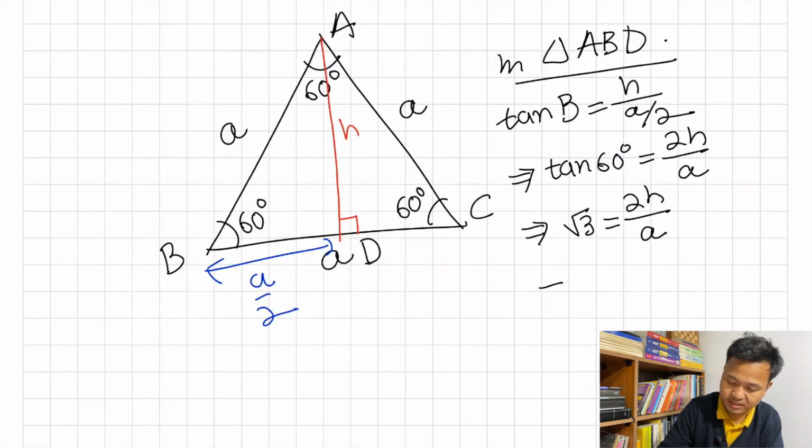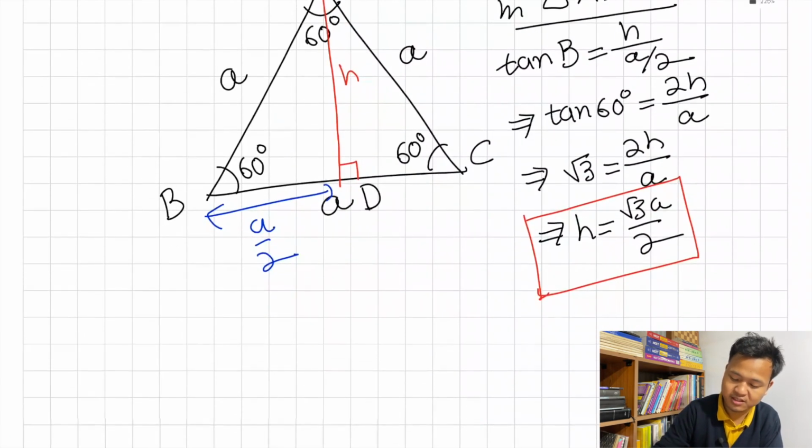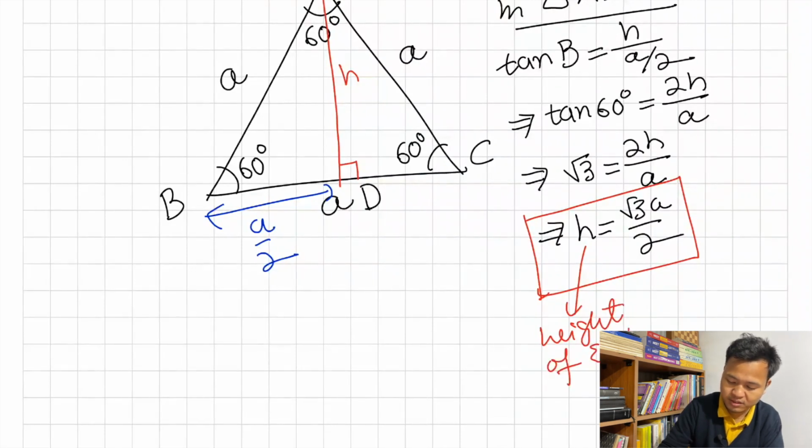2h divided by a equals root 3. So what is h? You have root 3 into a by 2. Okay, remember, the height of an equilateral triangle is root 3 into a by 2. Height of equilateral triangle. Okay, very important.